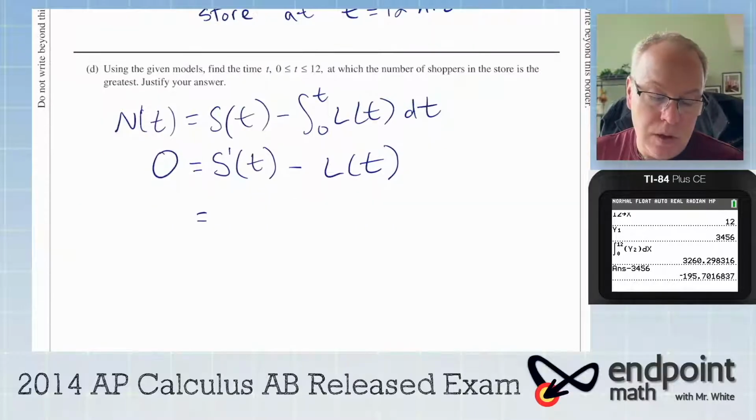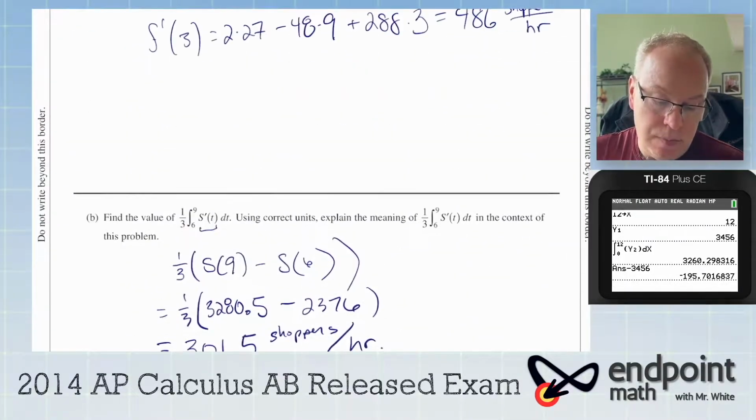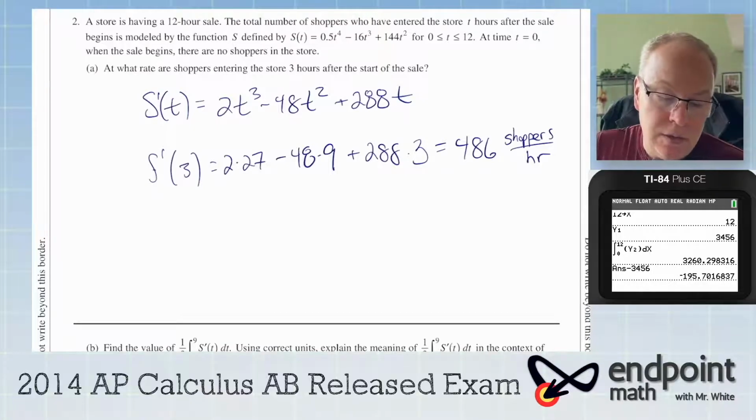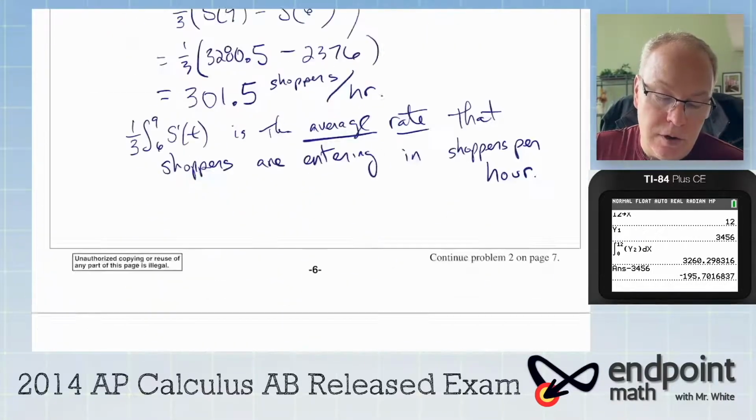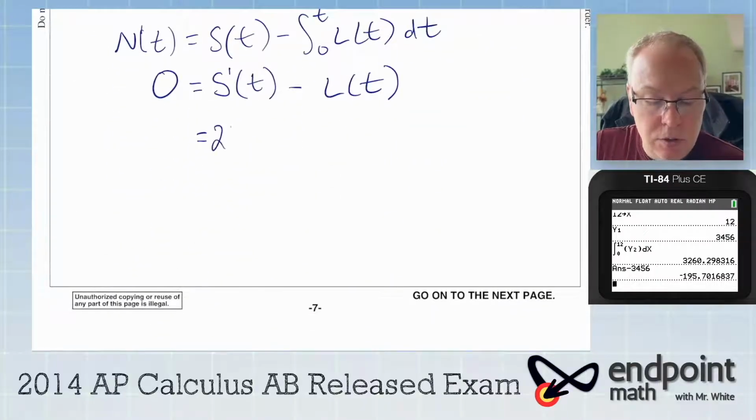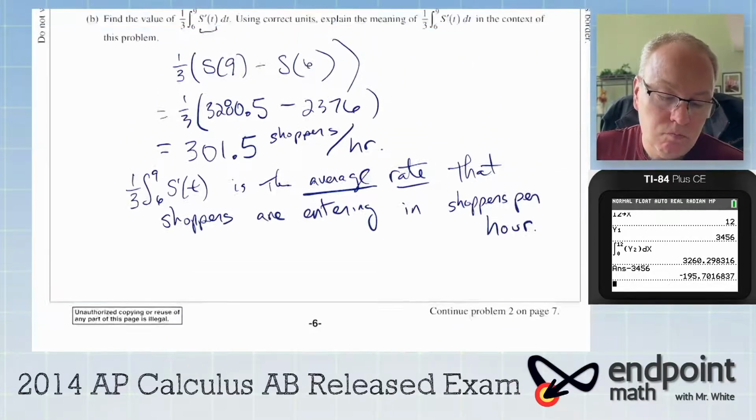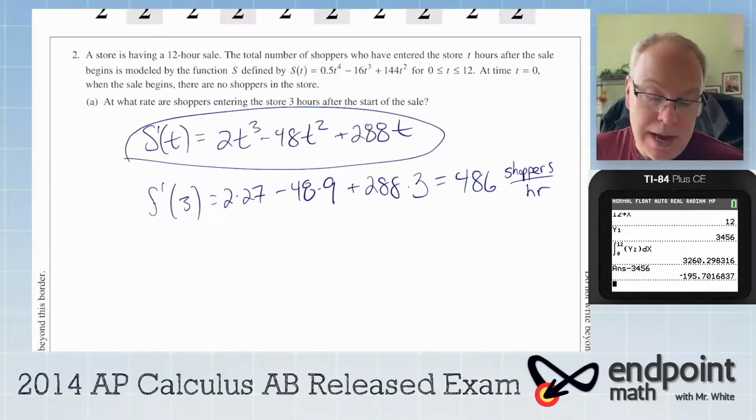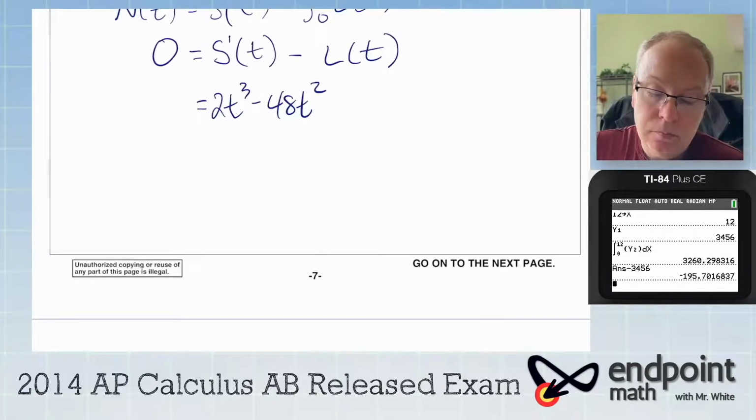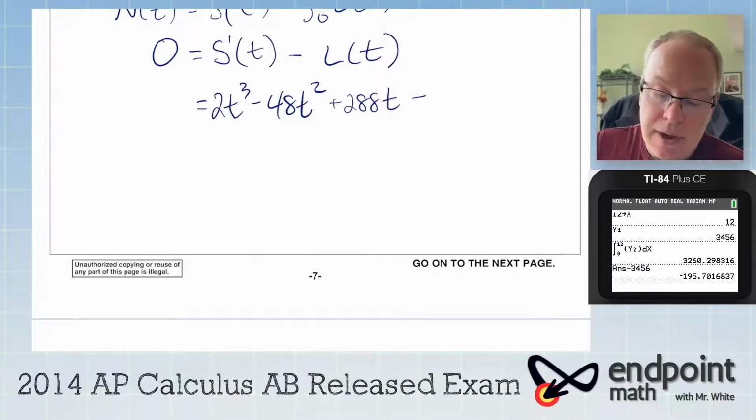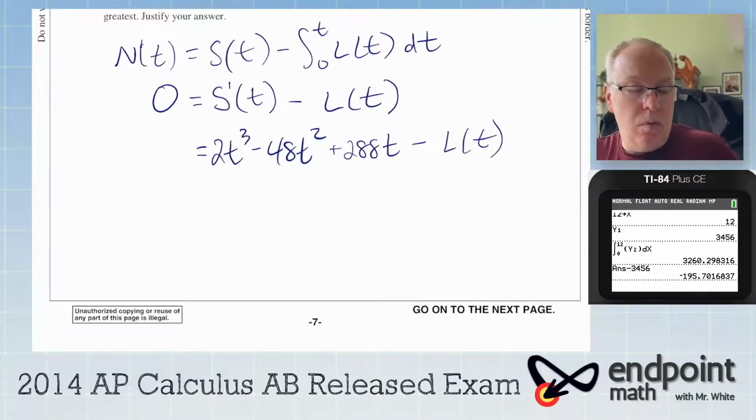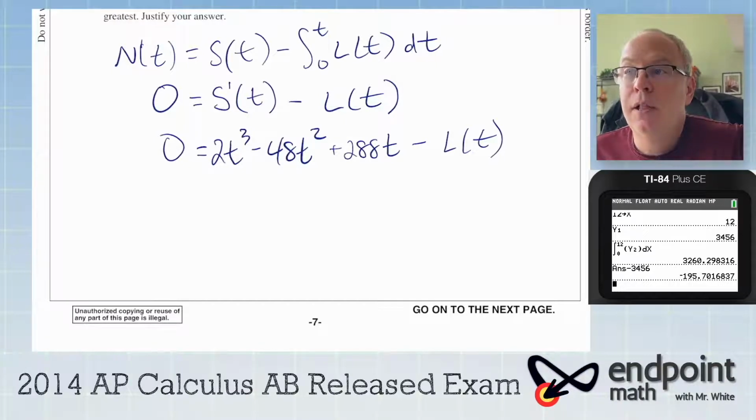Now, so we had the derivative function earlier. The derivative function is right here. 2t to the third minus 48t squared plus 288t minus your L of t, which was up above. So we got to figure out where that hits the x-axis. I think let's do it numeric, or let's do that graphically.